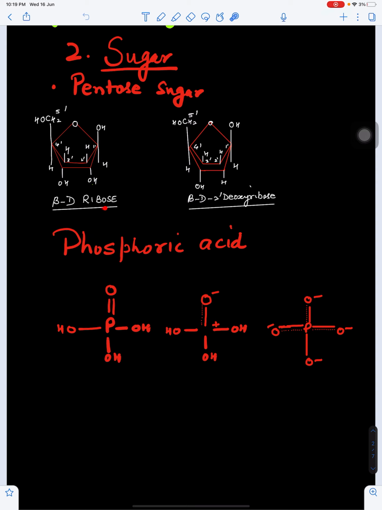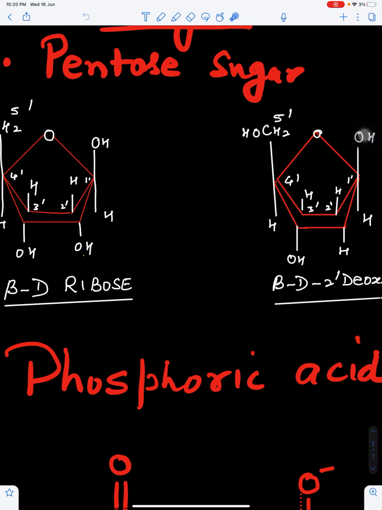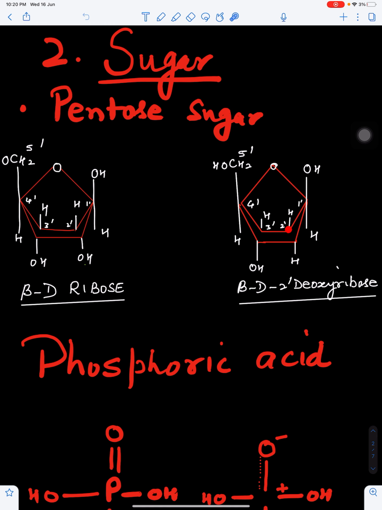Now, this is beta D ribose, this is beta D2 prime deoxyribose. Beta D ribose is constituent of RNA. Beta D2 prime deoxyribose forms DNA. Now, if you see the structure, this is the first carbon, second, third, fourth and fifth. And at second position it has H and OH. But if we compare these two sugars, here at second position this will have H and H. Oxygen is not there. So this is called as beta D2 prime deoxy, meaning without oxygen, beta D2 prime deoxyribose, which forms DNA.